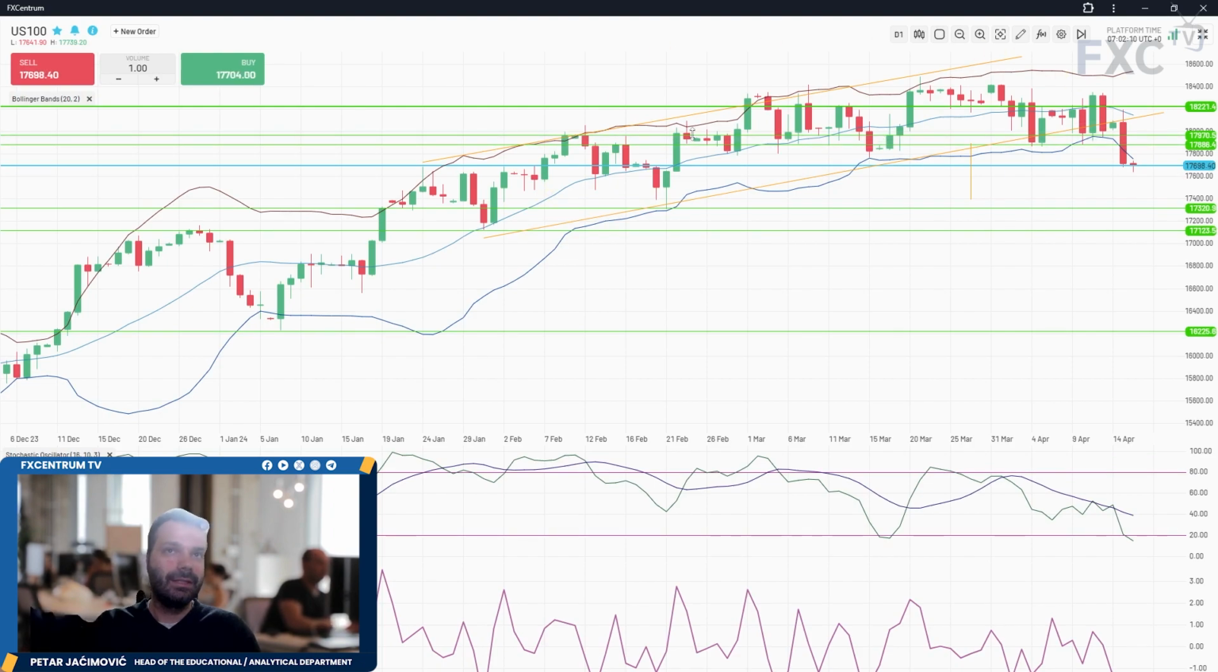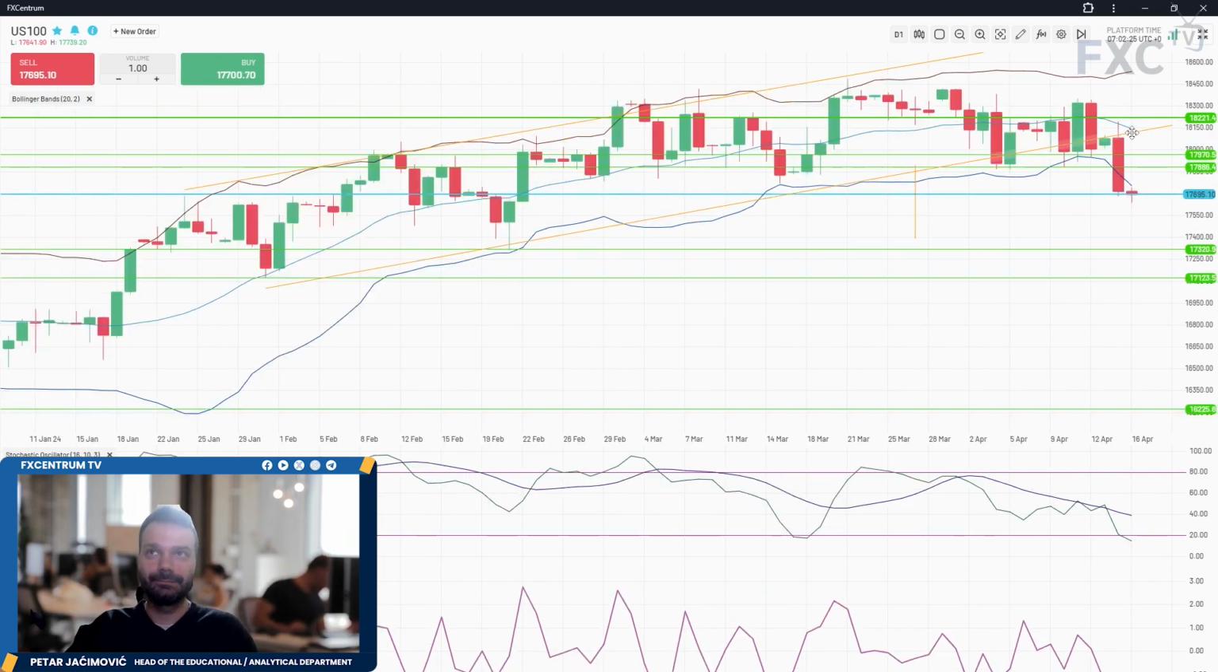From my view, in the last couple of months, the US100 and US indices overall had more like a distribution and contraction that is something that usually will result with a bigger drop in the next period. And the breakout that happened yesterday is something that I was waiting for.